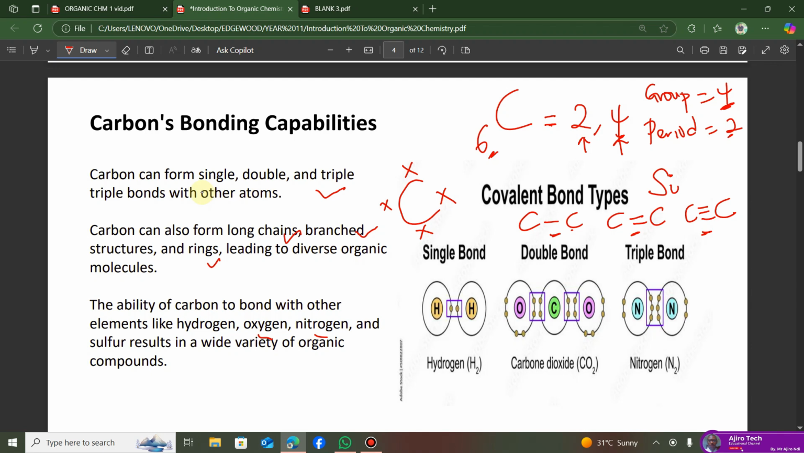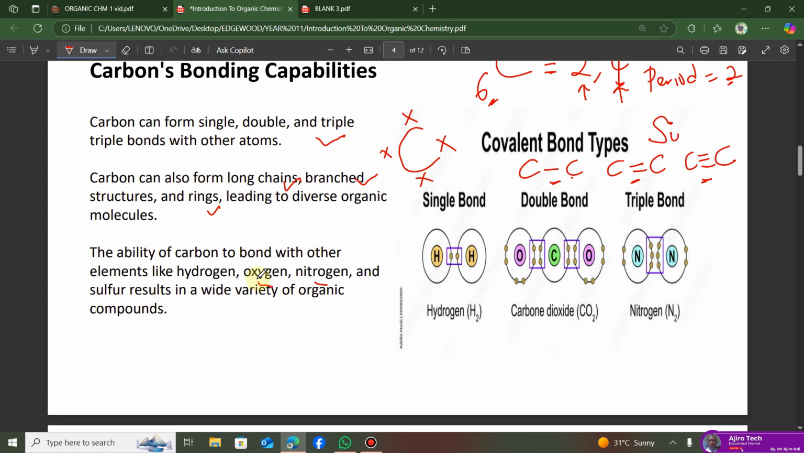So these are very good reasons why we have to study carbon. We have to study why carbon is able to form all of these compounds, and the only way we can do that is to look at organic chemistry. So that is what we'll basically be looking at, the behaviors of carbon in terms of forming single, double, and triple bonds, in terms of forming long chains, branched structures, and rings, and in terms of bonding with other elements such as hydrogen, oxygen, nitrogen, sulfur, and any other elements to form a variety of organic compounds. Now we are gradually getting deeper into organic chemistry.